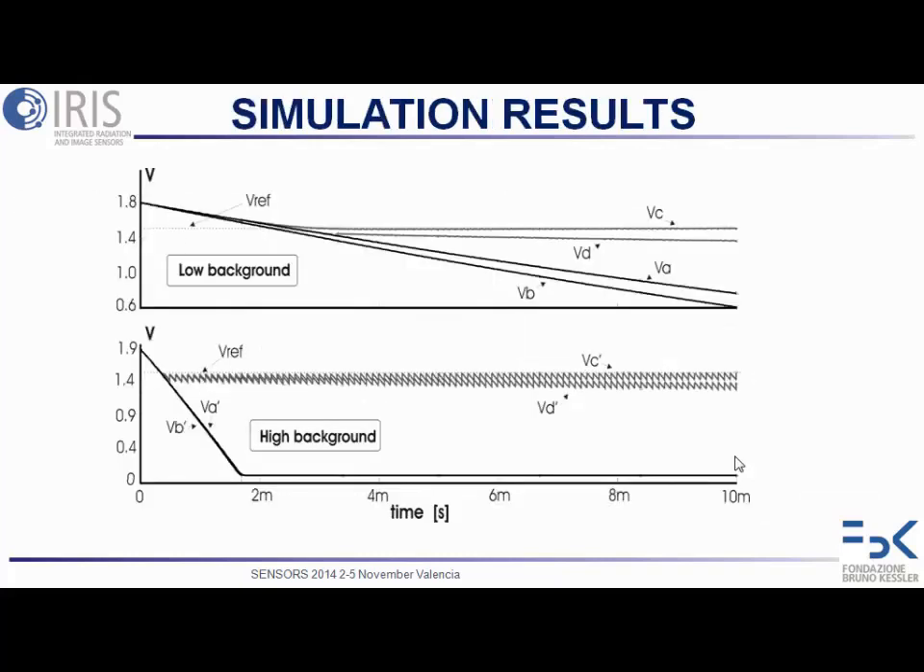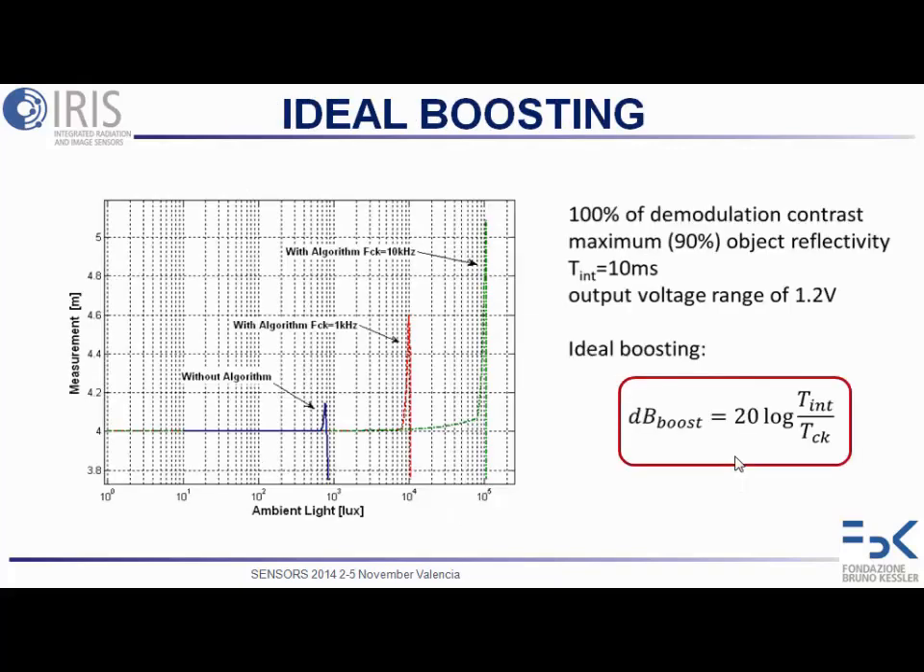So this is the simulation result. As we can see, there are plotted two different cases, high and low background light, and with and without the compensation circuit. As we can see, in the standard case the pixel saturates very early, while in the other case, you are still maintaining the differential information during the integration time.